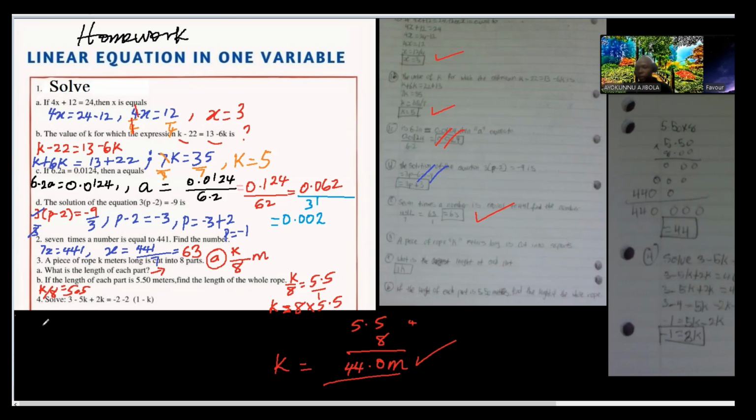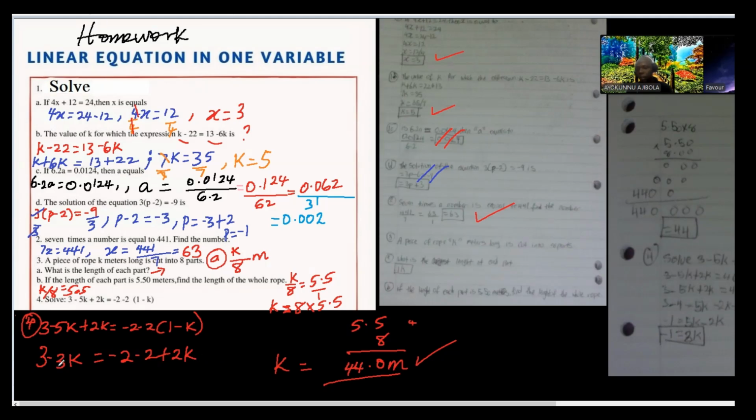Then the last question says solve 3 minus 5k plus 2k equals minus 2 into 1 minus k. This time we have negative k and positive k together, so this will give us negative 3k, because negative 5 and positive 2. Then we have negative 2 into the bracket, so you open it: minus 2 times 1 is minus 2, and minus 2 times minus k is plus 2k.